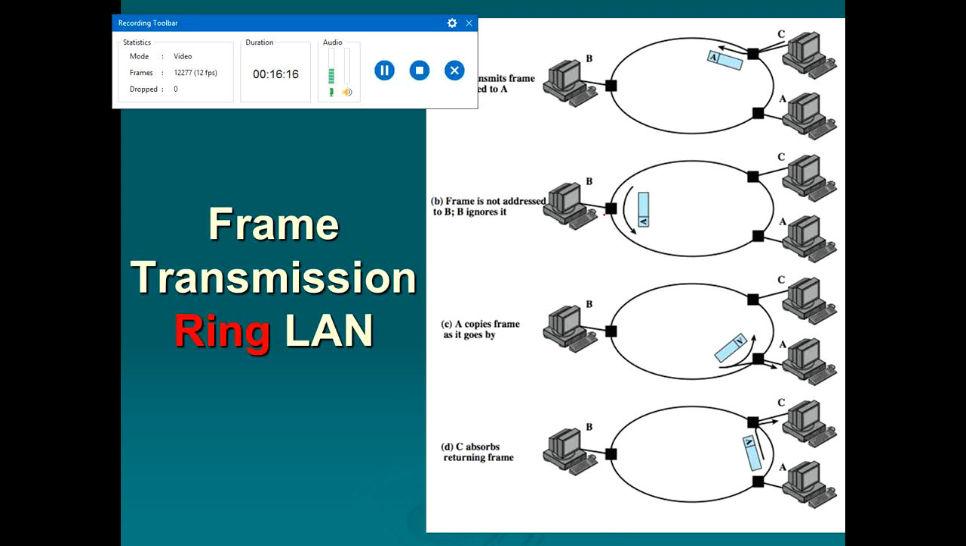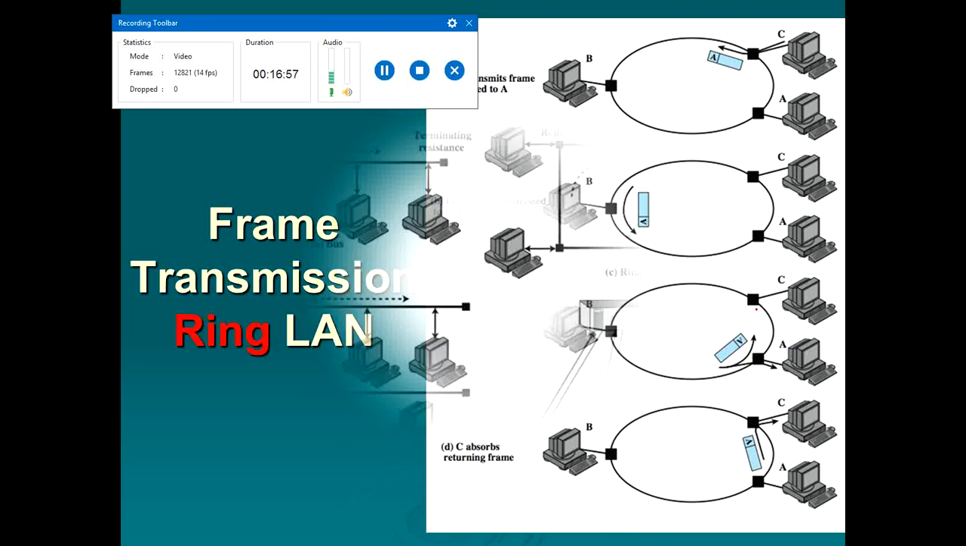On the other hand, when it goes to A, A sees that the frame is addressed to itself, and therefore it copies the data from the frame as it goes by. So if you see over here, the frame is not addressed to B, B ignores it. A copies the frame when it goes by, and at this point when it reaches C, C absorbs the returning frame. So in case of bus network, it was the terminator which was absorbing the frame, whereas in case of a ring network, it is the source station which should absorb the frame.